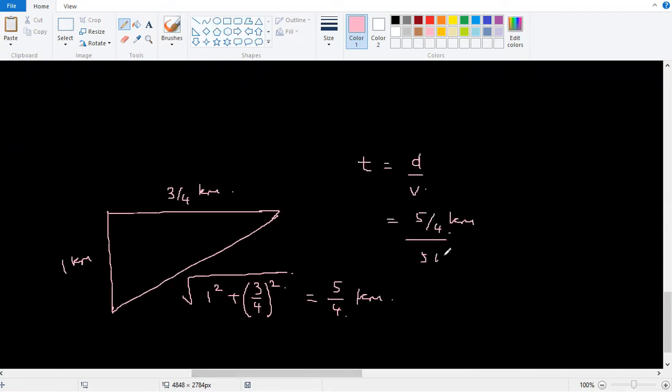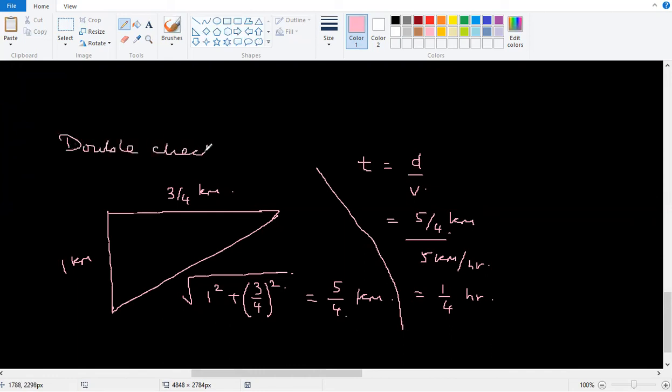That means this is 5 kilometer per hour. 5 and 5 will cancel. So kilometer cancels, so hour goes to the top. So again, I'll be getting 1 by 4 hour, and that's what we got earlier. So I'm just trying to show, okay, this is just for double checking. So you should understand that whether you do it in the x direction, y direction or in the hypotenuse direction, everywhere you'll get the same result. Anyone following this? Anybody not following?